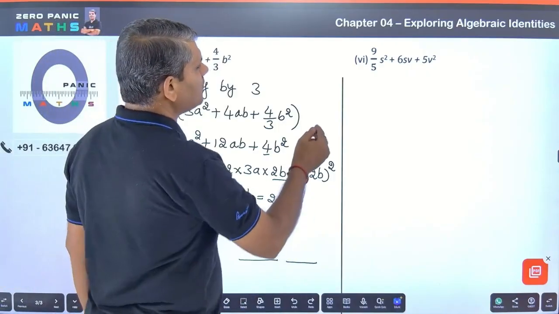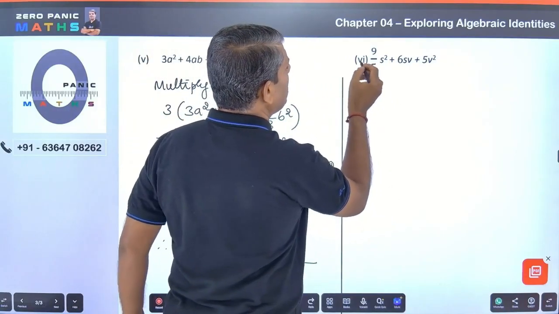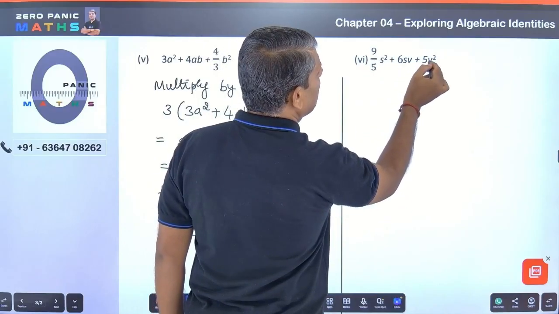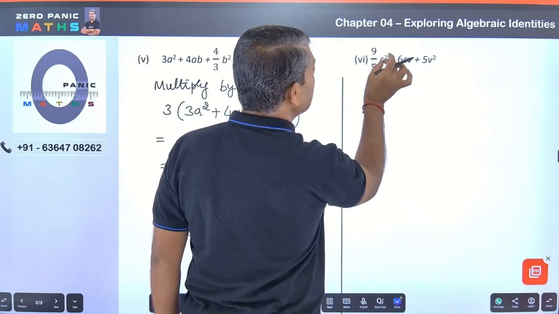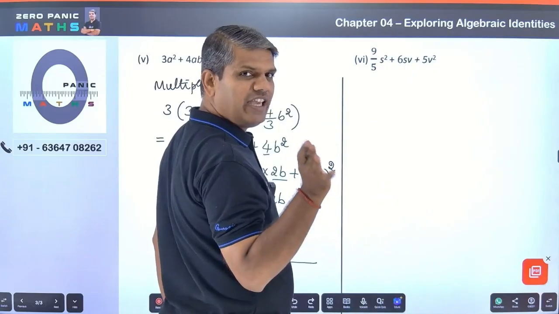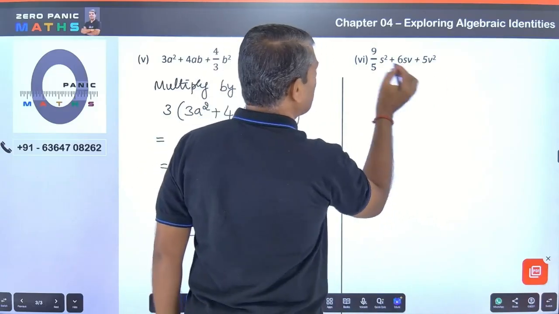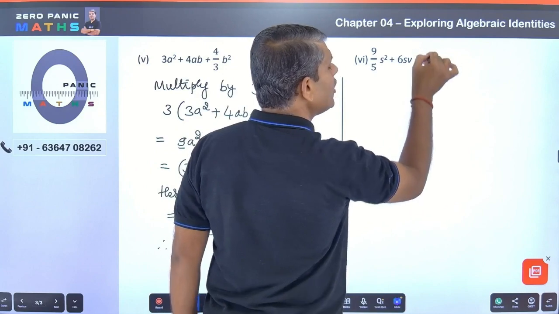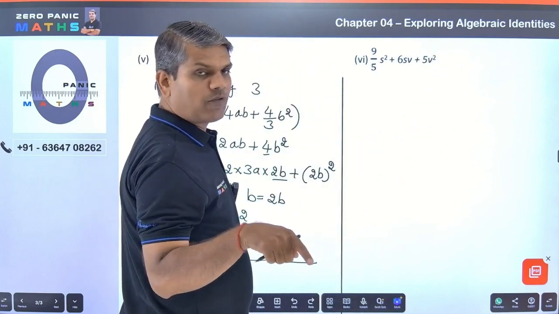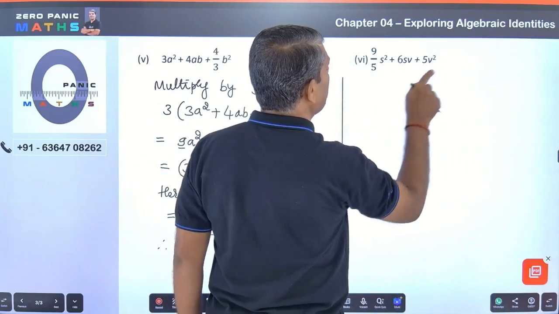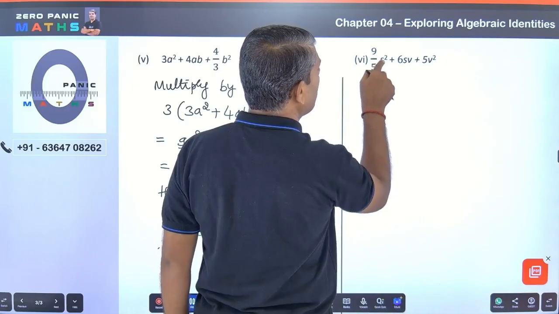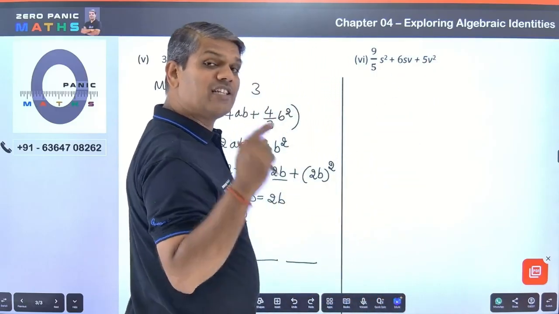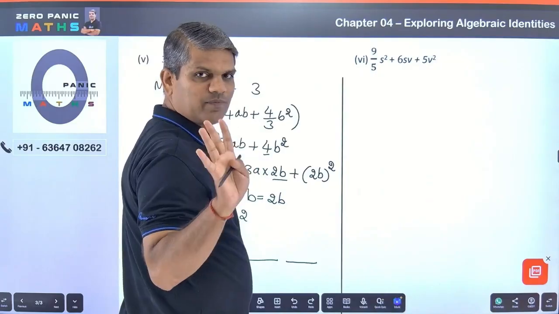Now let us see problem number 6. It is again, see, 9 is a perfect square, but 5 is not. First of all, the terms given here are s and v, or you can say variables given. But 5 is not a perfect square, but if I multiply 5 by 5, 25 will become a perfect square for me. So let us multiply the whole expression by 5, so that the 5 in the denominator of s square will get cancelled, and the 5 in v square will make it 25, so that I'll get a perfect square. You're getting my point?